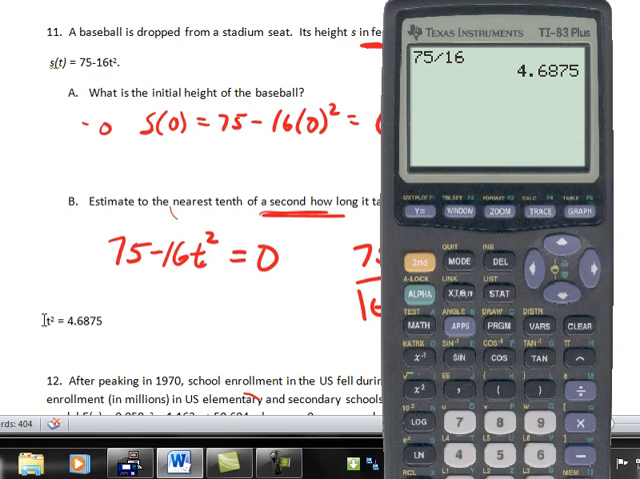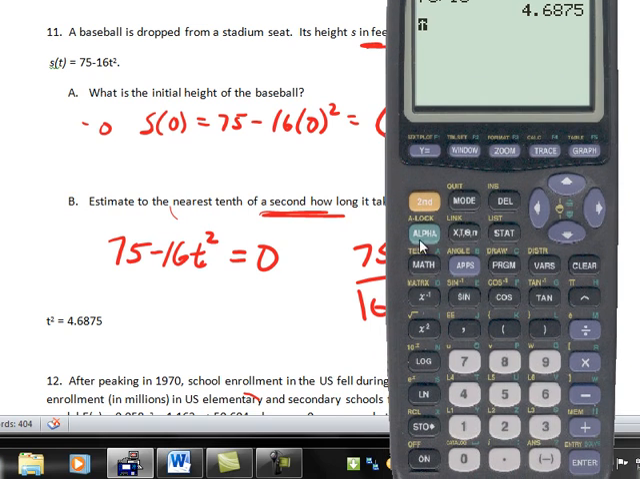Okay, so let me make that font a little bigger here. Well, that's okay. I think you can read that. And now let's take the square root of that. So the square root of that is 2.16. So t equals 2 point, and we're rounding to the nearest tenth, so that'd be 2.2. 2.2 seconds.